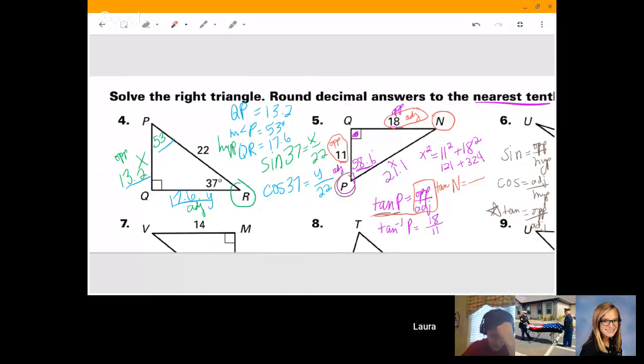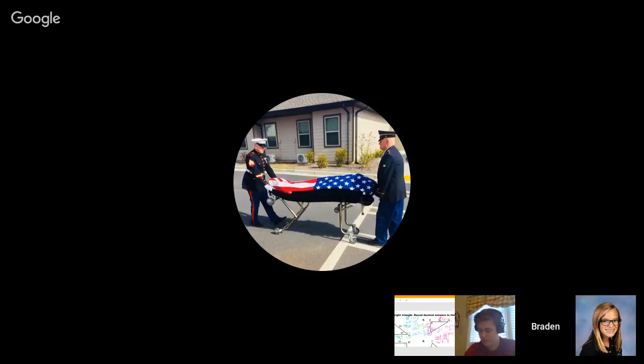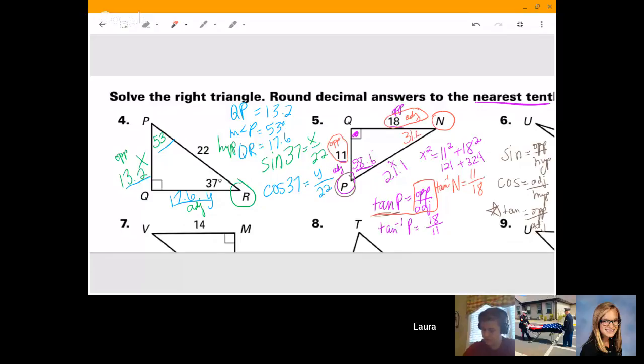for angle N would be 11 over 18, which is that negative function, the inverse. I'll go ahead and just write it there. So in your calculator, second tangent, this time 11 divided by 18. What'd you get? 31.4. Yep.